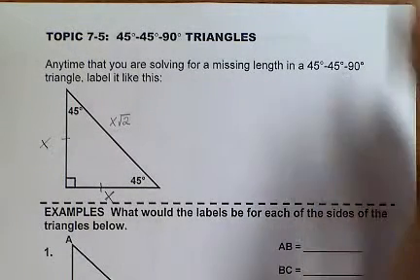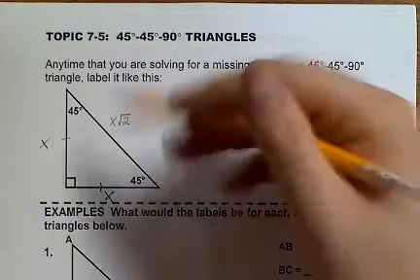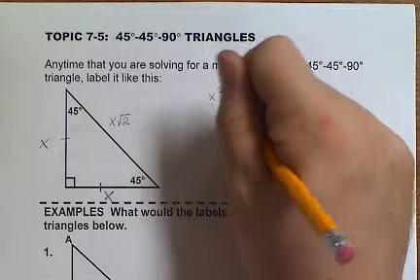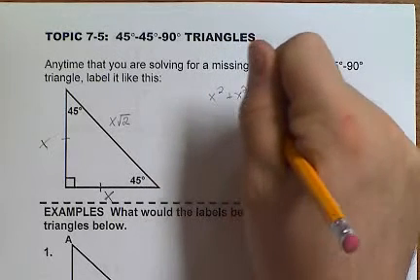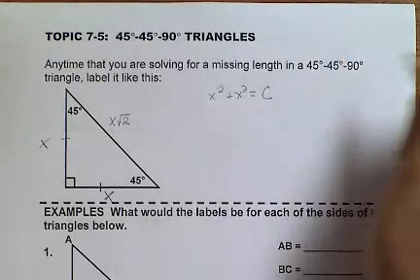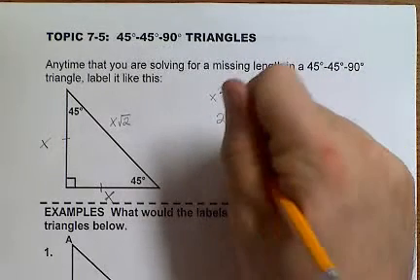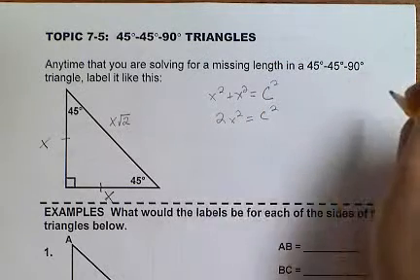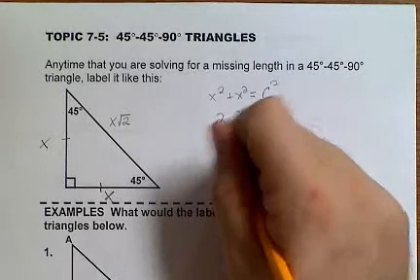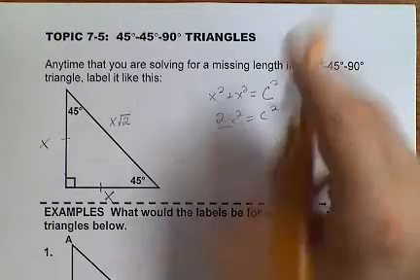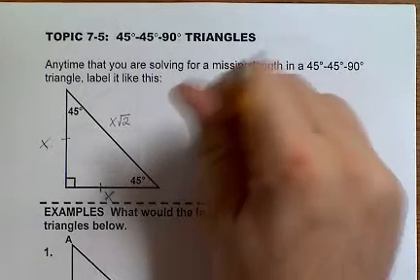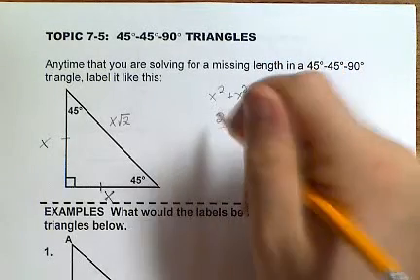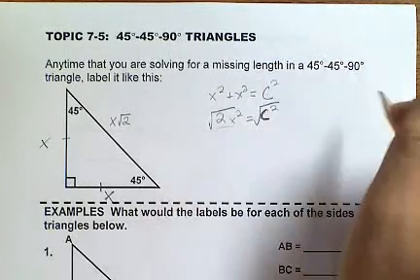So, just let me go ahead and work this out real quick so we can prove it. x squared plus x squared equals my hypotenuse squared. So this makes 2x squared equals my hypotenuse squared. I want to figure out what my hypotenuse is, so I take the square root of both sides.